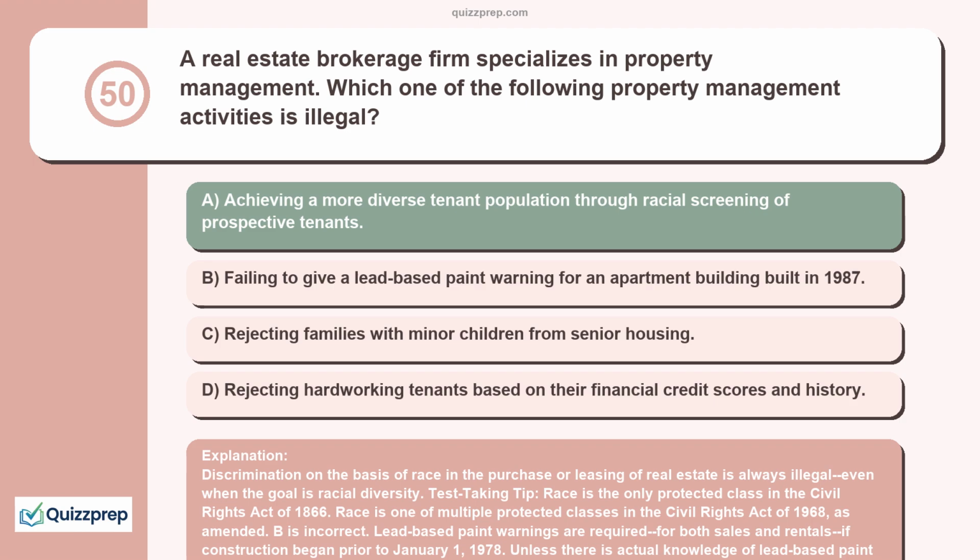C is incorrect. If a complex complies with federal rules related to senior citizen housing, owners and property managers are legally permitted to exclude families with minor children. Note: per federal rules, a senior is someone who is 55 years old or older. D is incorrect. One of the property manager's most important duties is to find well-qualified tenants who are financially able to rent the leasehold property.